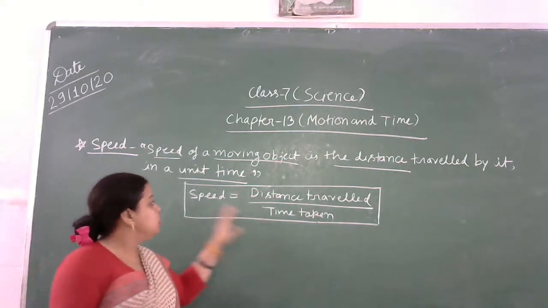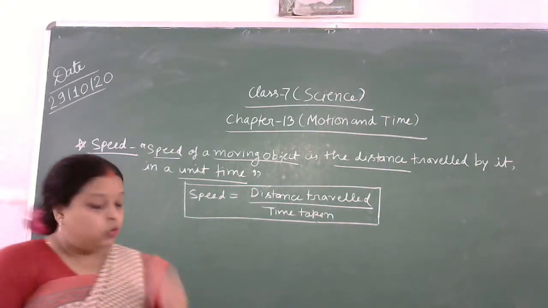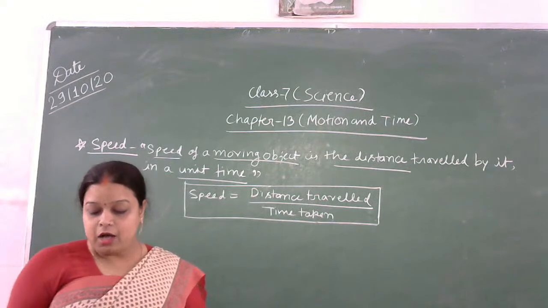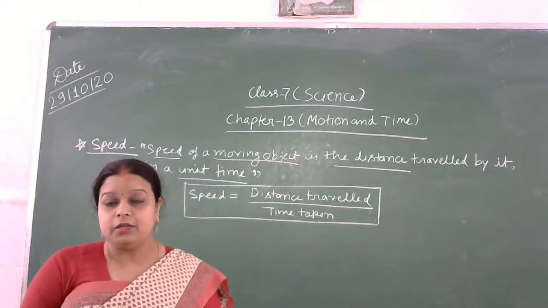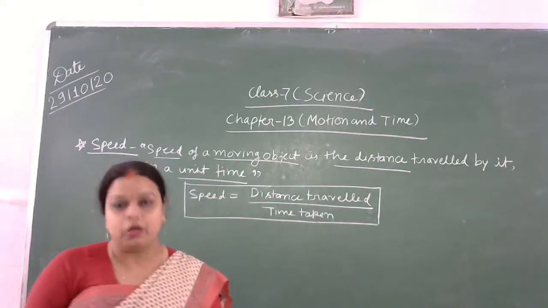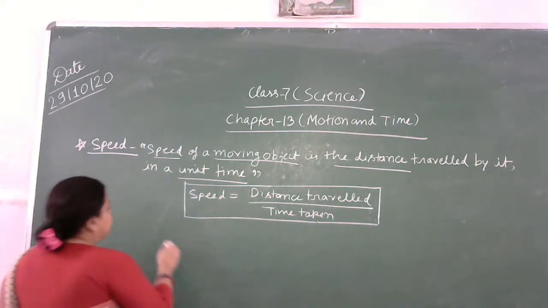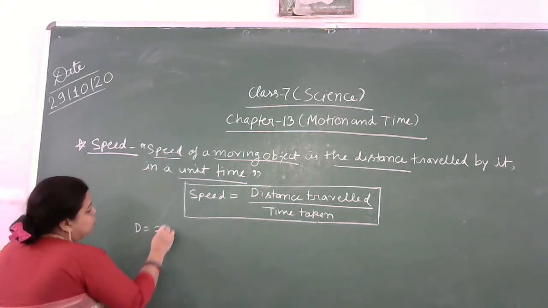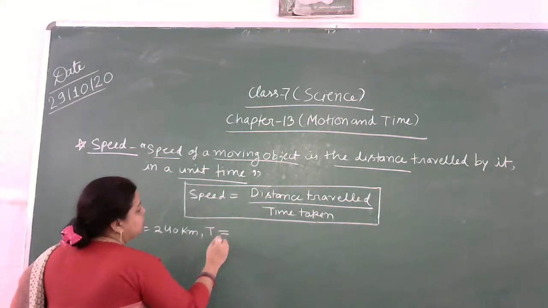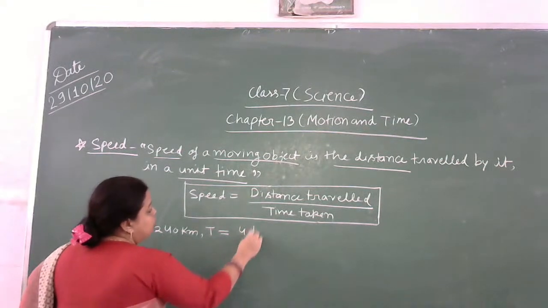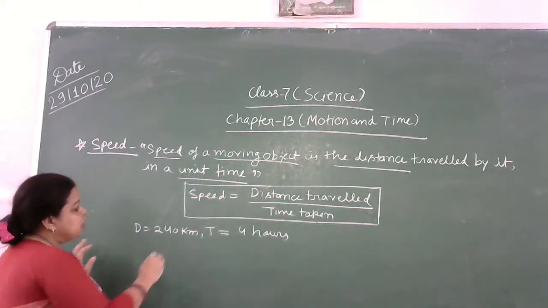By this we find out the speed of the vehicle. Suppose a car travels a distance of 240 kilometers in 4 hours. So here distance is 240 kilometers and time is 4 hours. So by this we find out the speed.